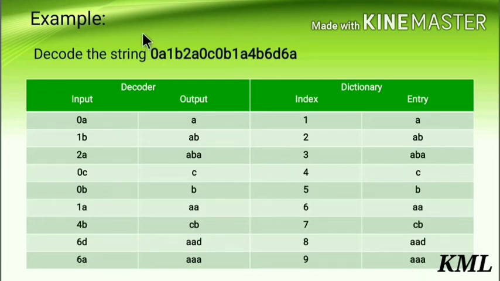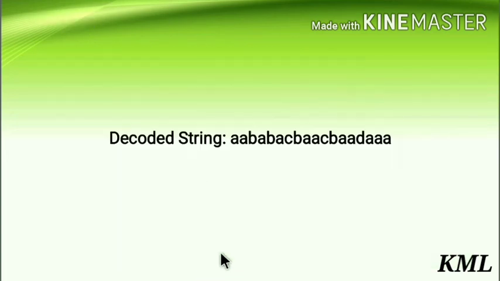Okay. So now your input is fully processed and this is the output that you get. So take this from top to bottom. You get A, AB, ABA, C, B, AA, CB, AAD, AAA. So this is your final output. Now if you remember, this was the same string that we used as the input for the encoding algorithm.